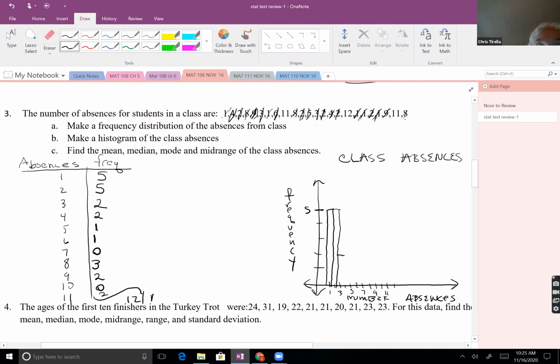Above 3, we'll have a bar with a height of 2. Above 4, a height of 2. Above 5, a height of 1. Above 6, a height of 1. 7, we have a bar with a height of 0. 8, a height of 3. I'm sorry, my bars are really skinny. Hopefully your drawing will look a little bit prettier than mine. Above 9, a height of 2. 10 is a bar with a height of 0. 11, a height of 2. And 12, a height of 1.